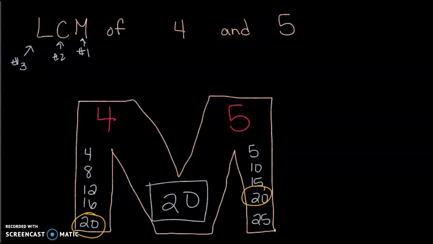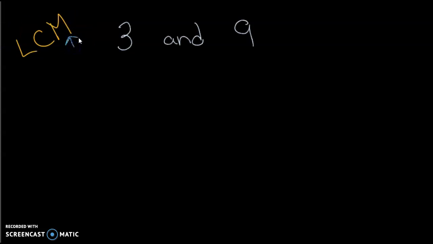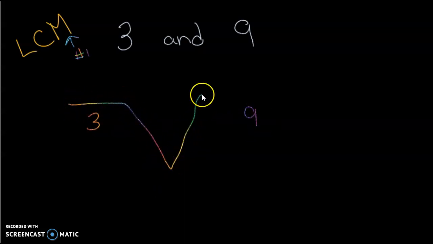All right. So let me grab another one. Let's go ahead and find the least common multiple of 3 and 9. Again, we're going to find the LCM, least common multiple. Well, it tells you right off the bat, my first step is to find the multiples. This is step number 1. So let's go ahead and find the multiples of 3 and the multiples of 9. And again, you can make this big M.